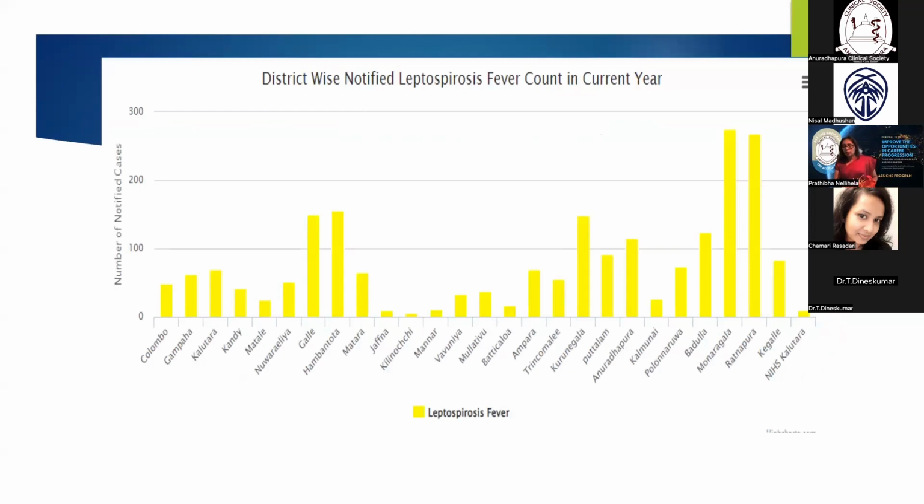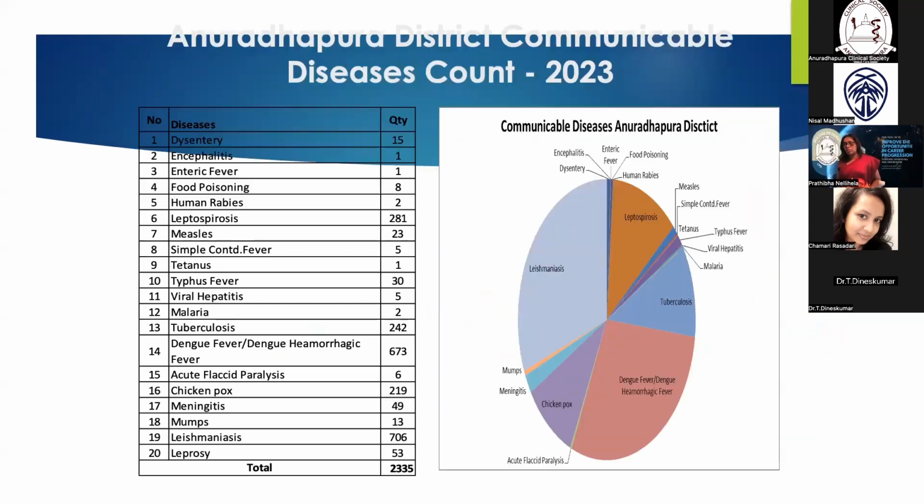So we see Anuradhapura over here. We have experienced more than 120 cases in this 1.5 months of this year. Still, when you look at this, you see Ratnapura and Monaragala, and all those areas experience more cases than Anuradhapura.